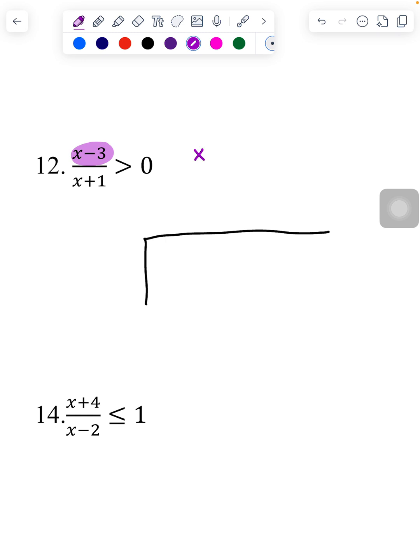So x minus 3 equals 0 tells me x is possibly equal to 3. So I'm going to put a 3 somewhere on my little number line. And I'm going to do the same thing on the bottom. So I have x plus 1 is equal to 0. So then I have x equals negative 1.